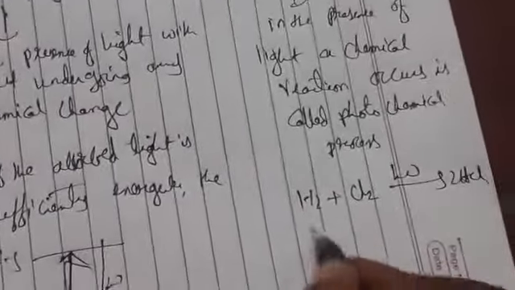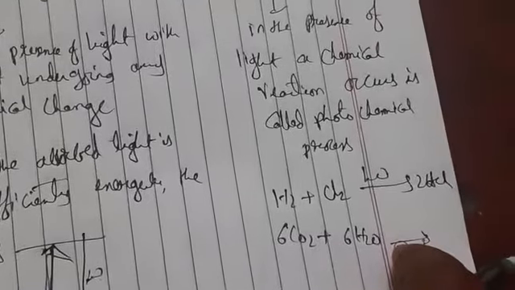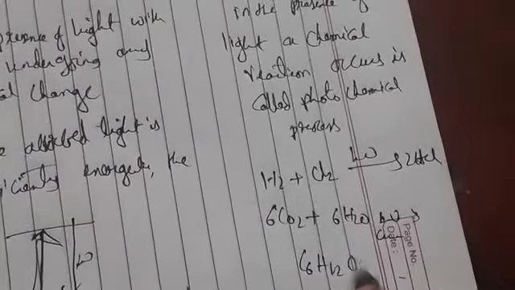Also, if you take 6CO2 plus 6H2O, in the presence of light and chlorophyll, you are going to get C6H12O6 plus 6O2. So this reaction takes place in the presence of light. These are two examples of a photochemical process. Next, we have the difference between photochemical and thermochemical reactions.